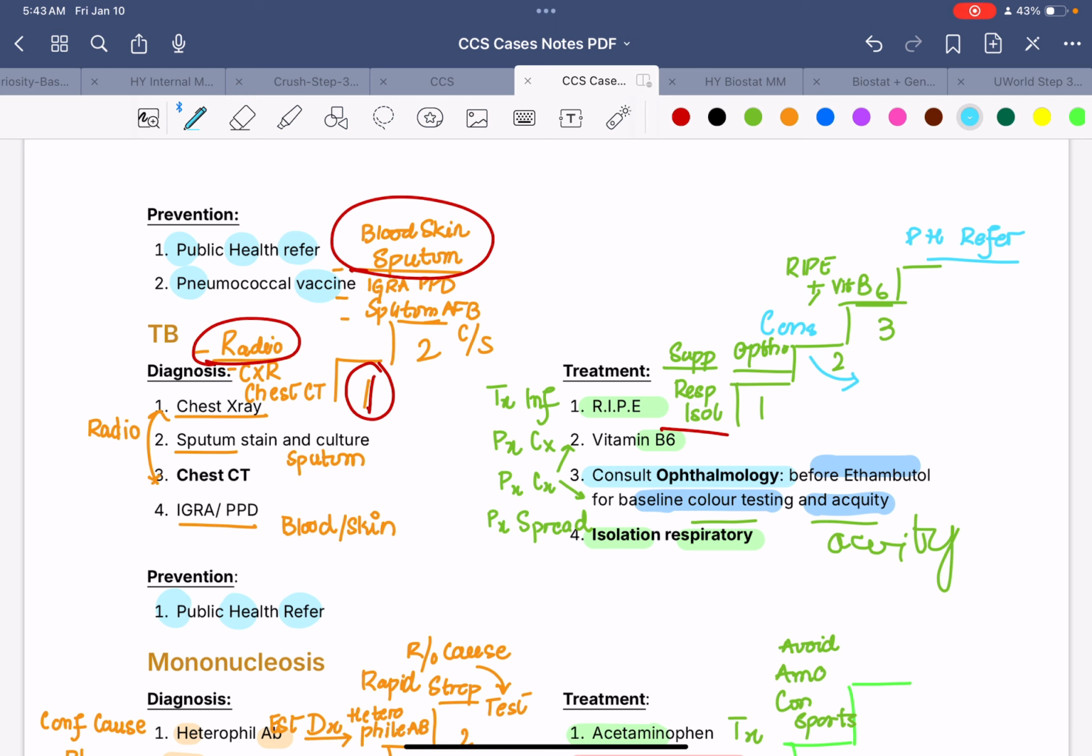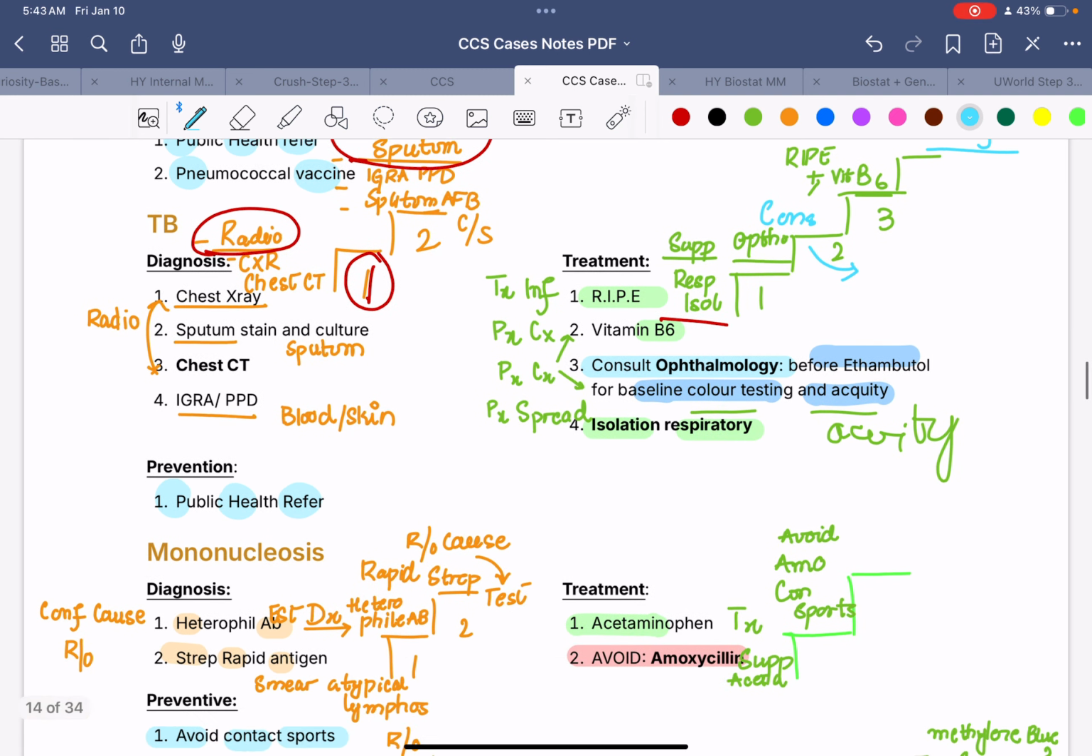In the treatment, begin with respiratory isolation, consult ophthalmology for visual acuity and baseline color vision, and then proceed onward with the specific treatment and vitamin B6, and do not forget to give him a public health referral.